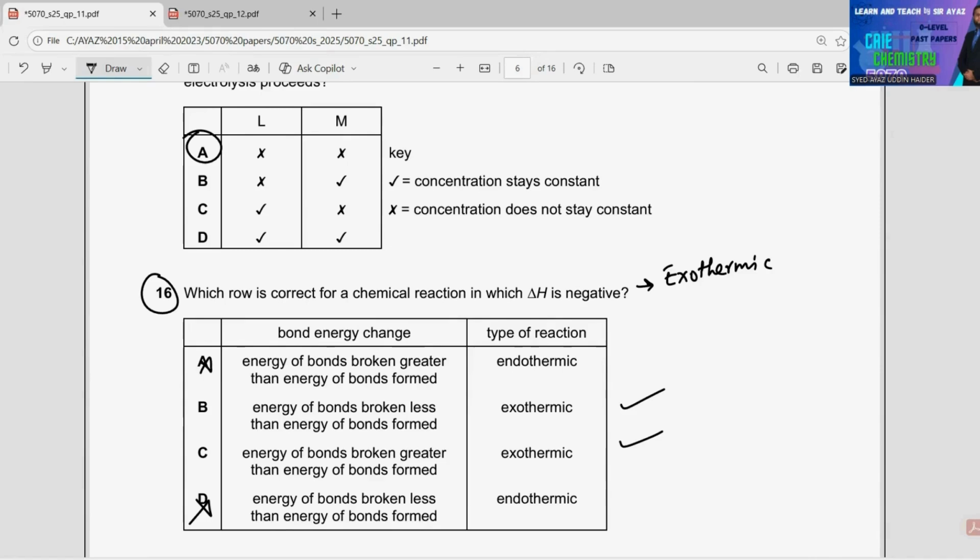You see, I have narrowed down the choices. Now it will become easier for you to choose the best answer. For B, they are saying energy of bonds broken is less than energy of bonds formed. This looks correct to me. For convenience, I am reading the statement for C also. Energy of bonds broken greater than energy of bonds formed. This is true for endothermic. So this is incorrect. B is the right answer in this case.